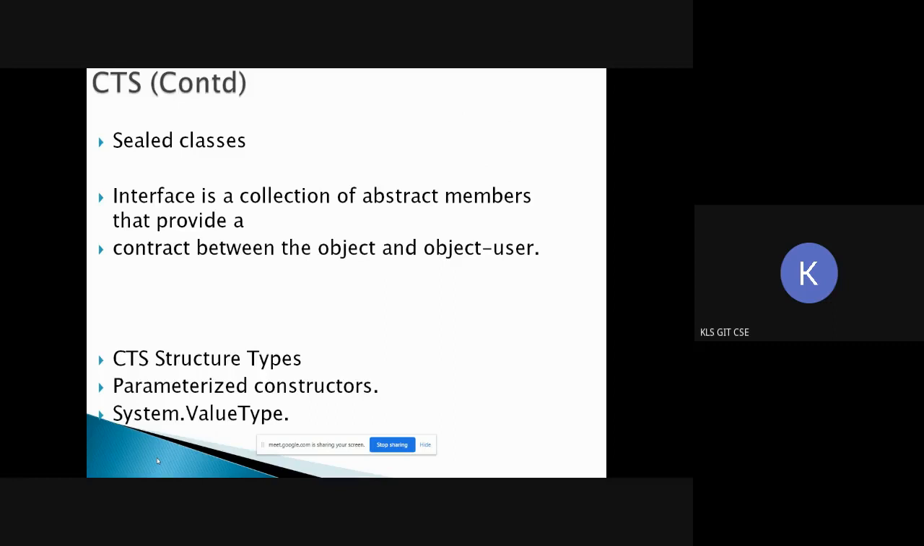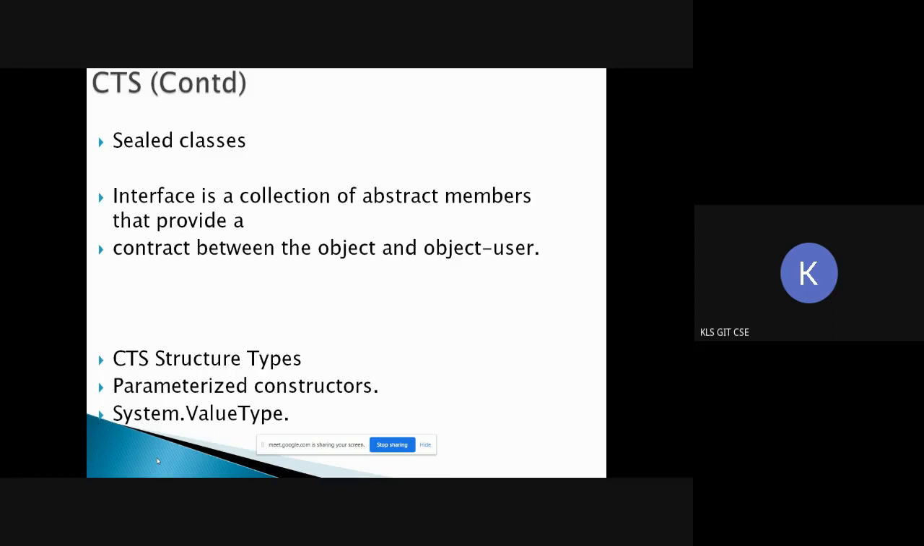So what is an interface? It's a collection of abstract members, right? When we declare or define an interface, we don't write the body; we just mention the abstract members like the function names and things like that. We don't really implement it. The deriving classes do that, right?